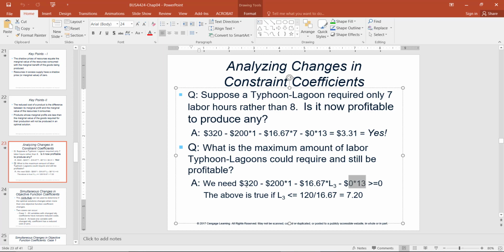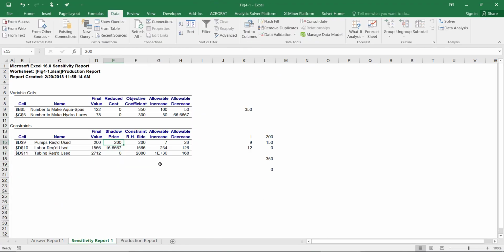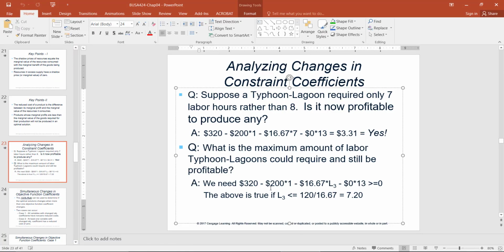To do so, we just need to find the reduced cost, which is the profit that this product makes minus the cost associated with production of this product. 320 is the profit that this product makes, and minus, because it uses one pump, the cost associated with the shadow price of the pump, which is 200, so we have minus 200, minus the shadow price of the labor, 16.67, times the number of hours. We are looking for the maximum hours that makes the product feasible. By solving this equation, we get 7.2.